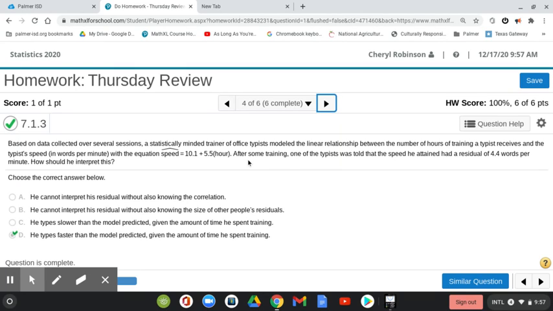Okay, so after some training, one of the typists was told that the speed he attained had a residual of 4.4 words per minute. So how do we interpret this? If your residual is positive, that means you are at a higher value than the predicted model. So in other words, if it's a higher value, that means he's typing faster because that's the speed. So he has a higher speed than the model predicted, given the amount of time that he spent training.